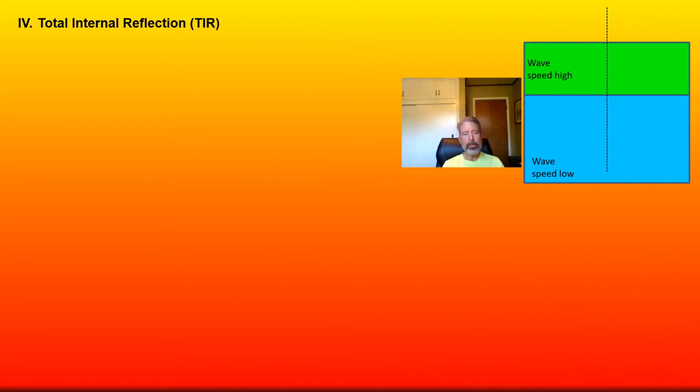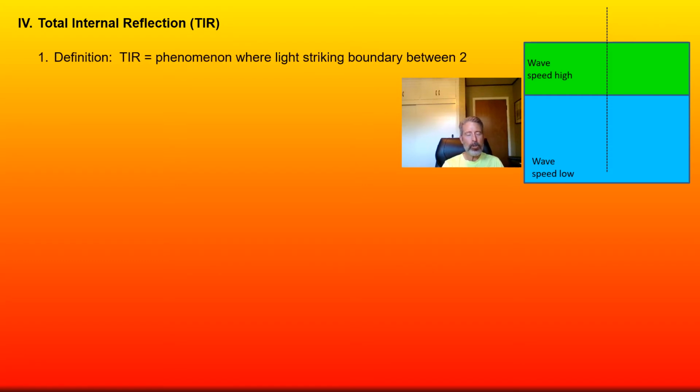So we'll now take a look at an effect or phenomenon of refraction known as total internal reflection. If this sounds a little confusing, we will explain why we've got the word reflection in a phenomenon dealing with refraction. You will soon see. So what is total internal reflection, sometimes written TIR for short? It's a phenomenon where light striking the boundary between two media is 100% reflected from the boundary.